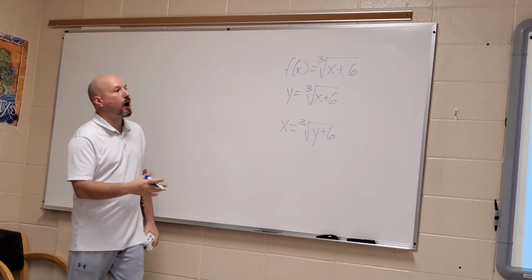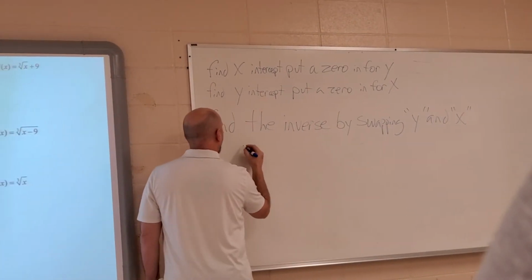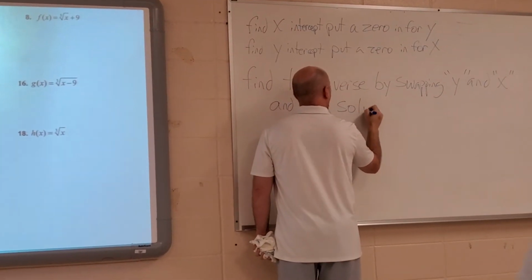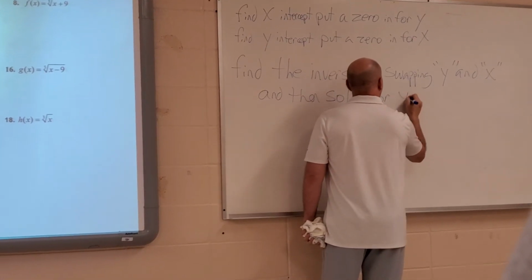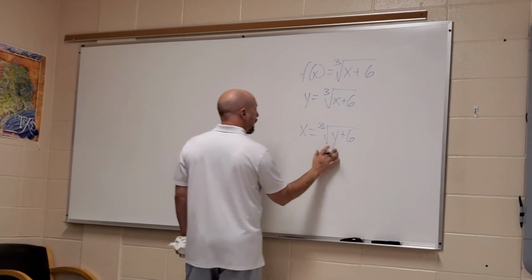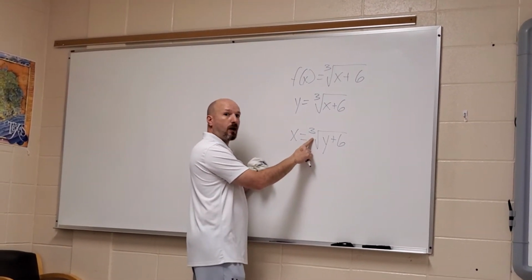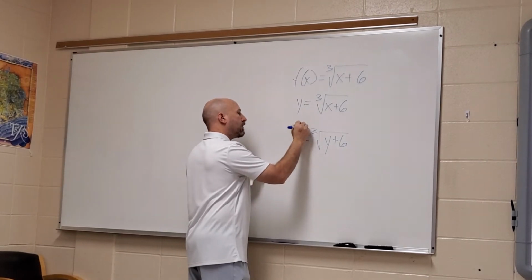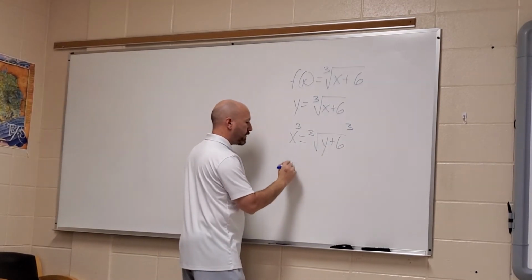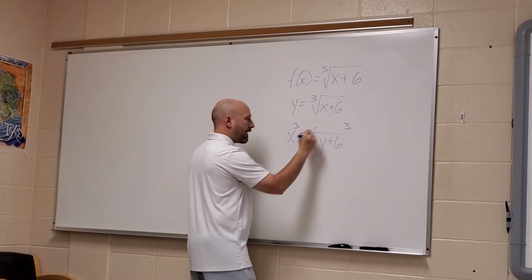Okay, and now we have to solve for y. So find the inverse by swapping y and x, and then solve for y. Okay, so we're solving for y here. We got to get y by itself. So first thing we need to do is get rid of this cube root. So how do we get rid of the cube root? We cube both sides. Okay, so now we have x cubed, and the cube of the cube root goes away. Those cancel each other out.